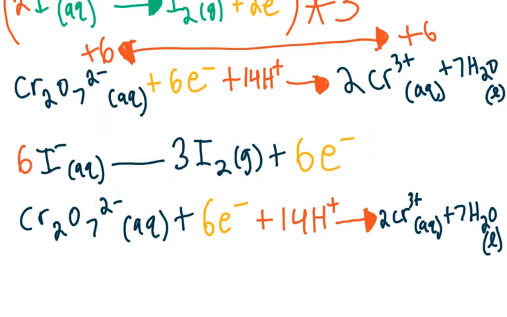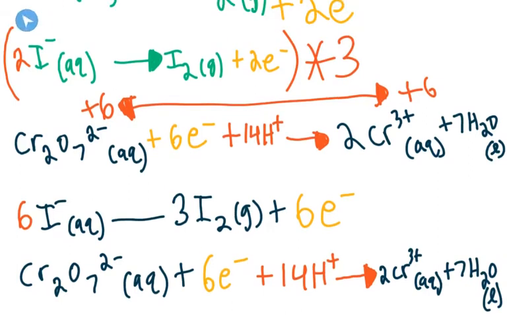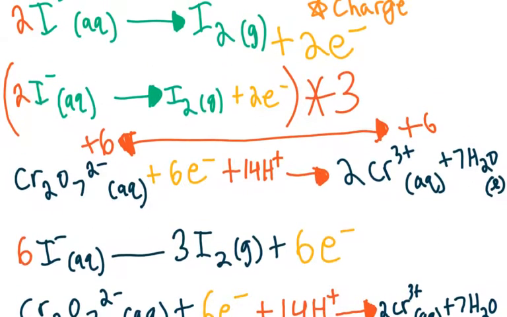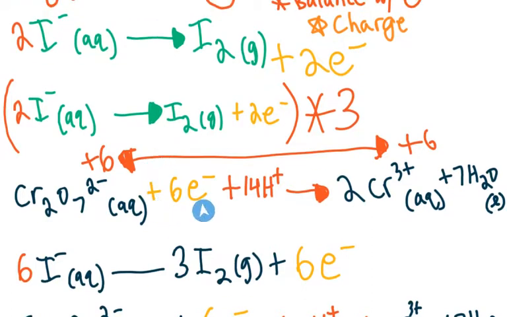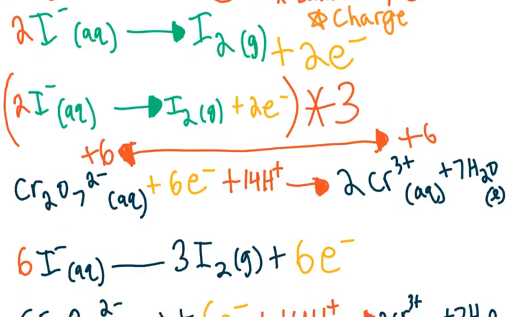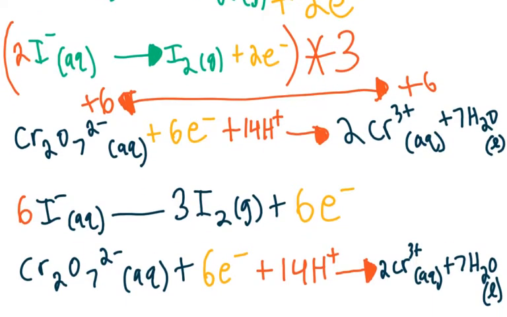But okay, so we just have to add these two half reactions together now. This half reaction and this half reaction. The reason we didn't add it up here again is because we didn't have the same number of electrons for both half reactions. We had 2 electrons on the product side for the iodide half reaction, and 6 electrons on the reactant side for the dichromate anion half reaction. We can't add them together if you don't have an equal number of electrons.